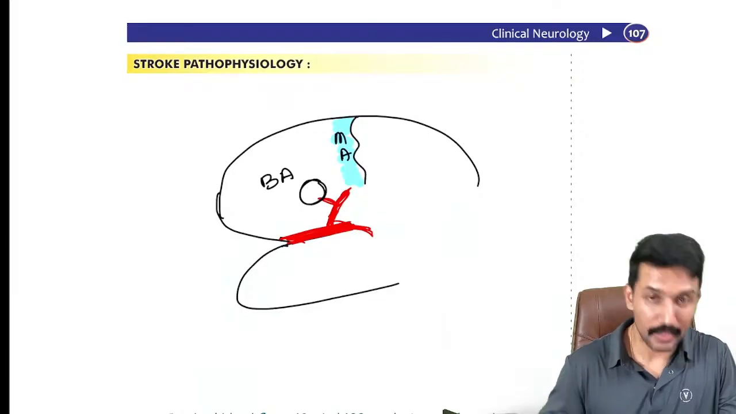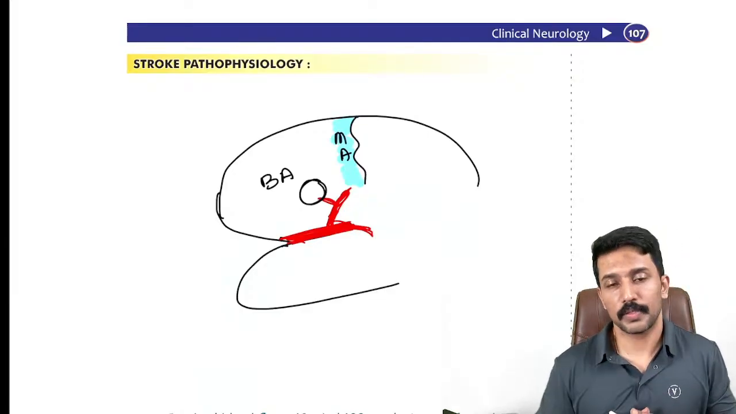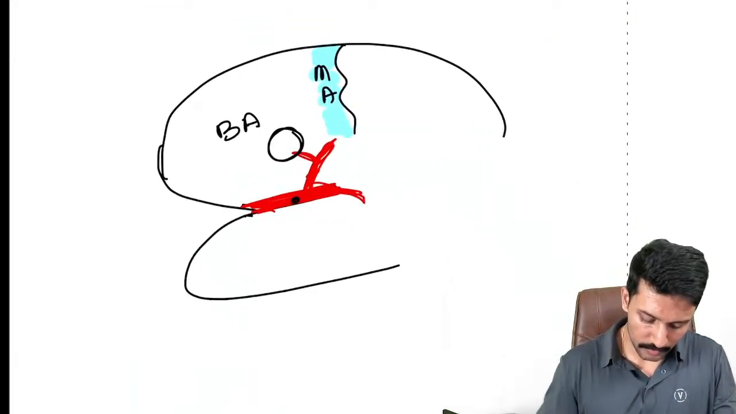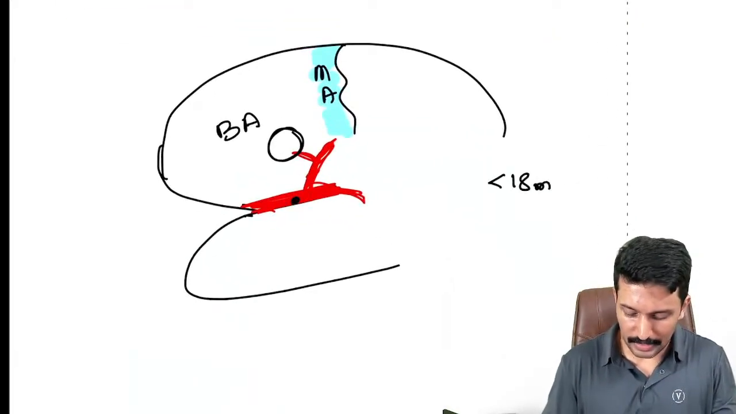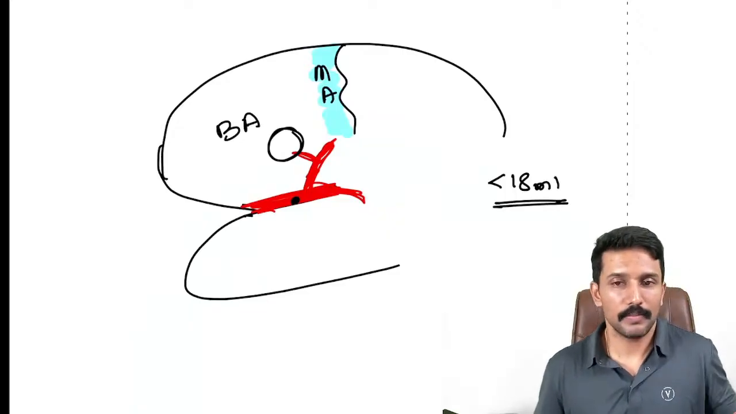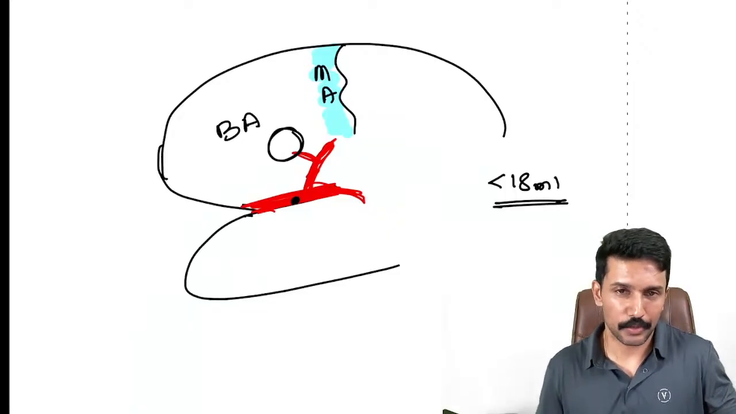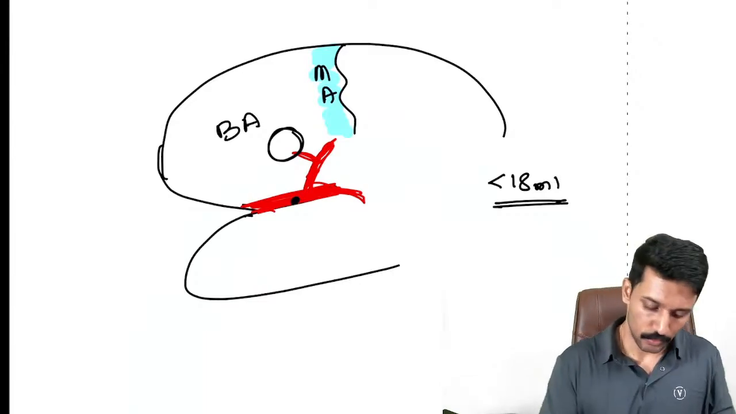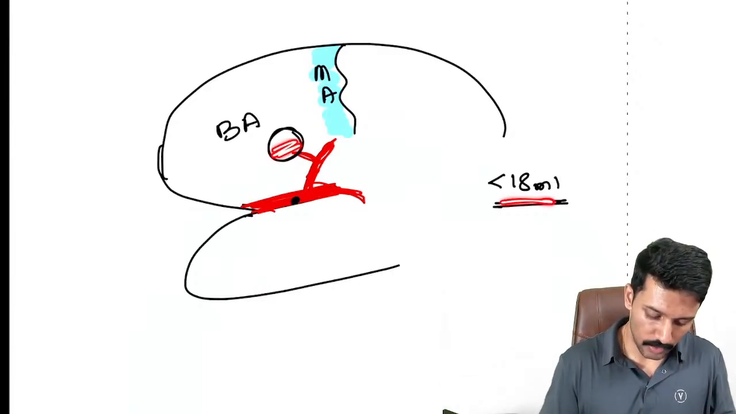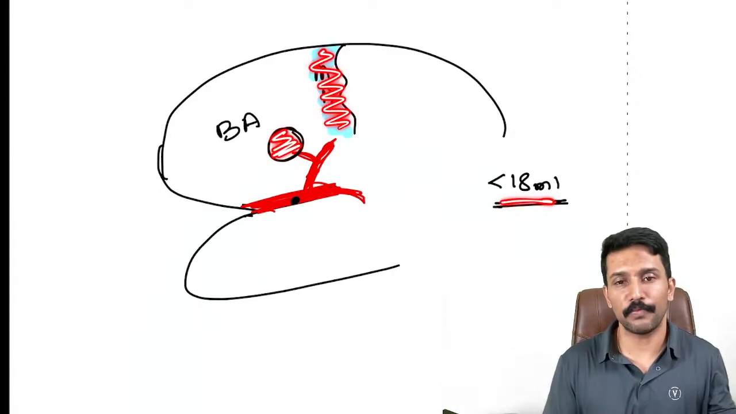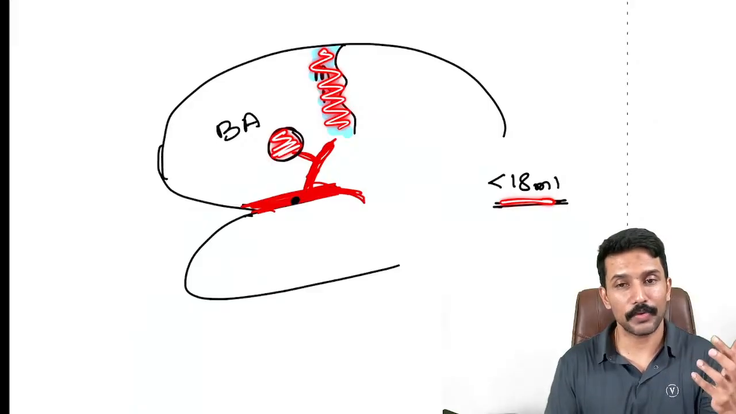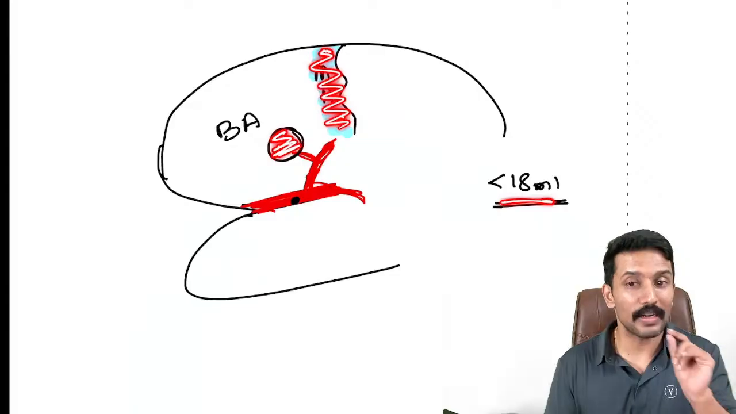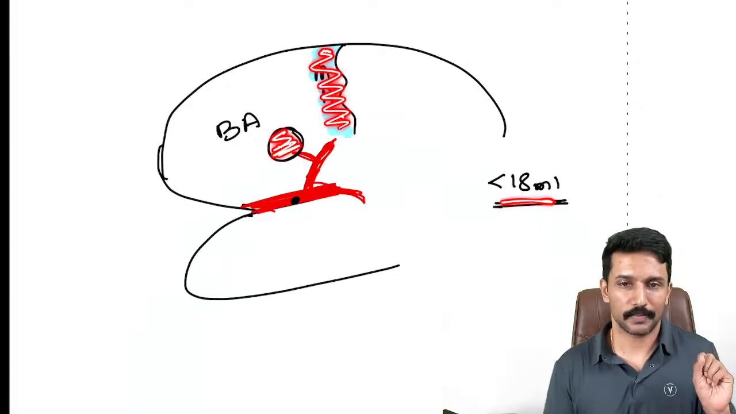This is the motor area. When the blood flow drops to less than 18 ml per minute per 100 gram of brain tissue because of a clot developing here, the areas supplied by this blood vessel stop functioning. So Broca's area as well as the motor area stop functioning, and the patient will have Broca's aphasia and hemiplegia. But these areas are still not dead, they have just stopped functioning.